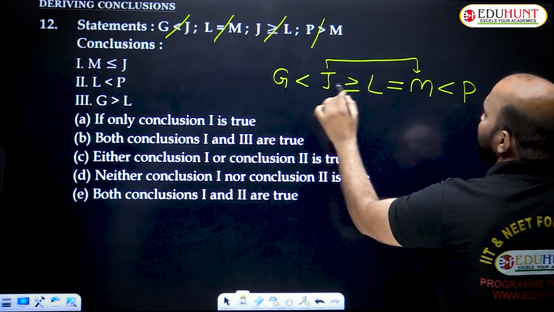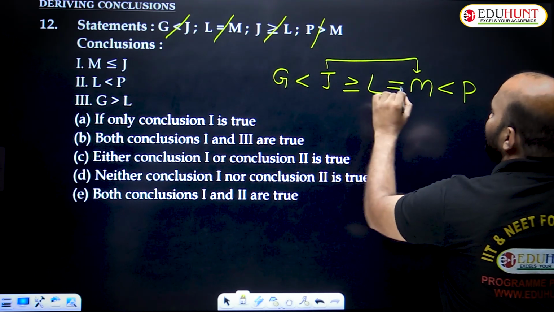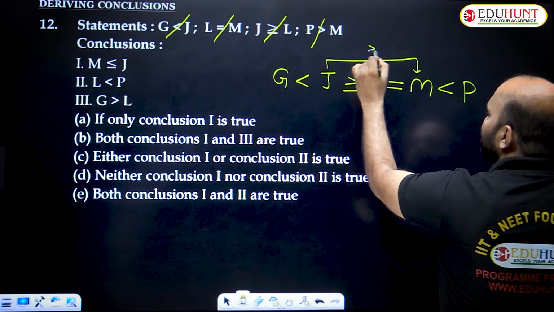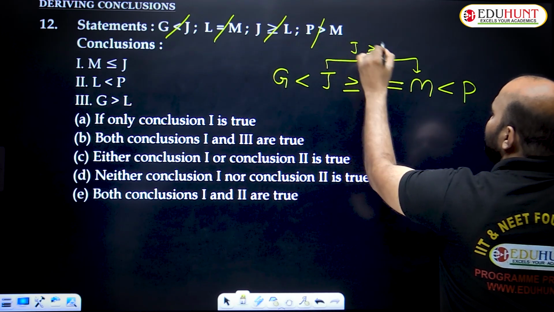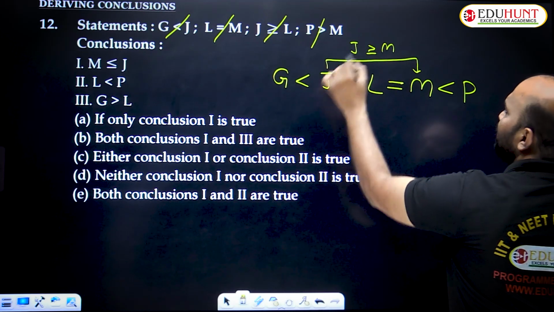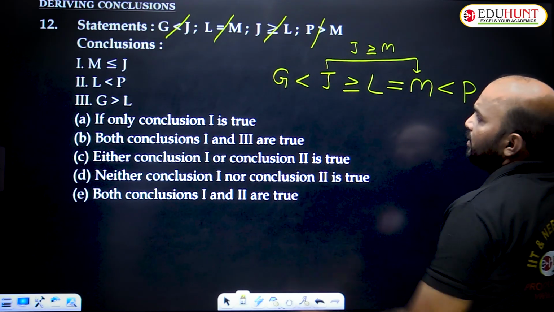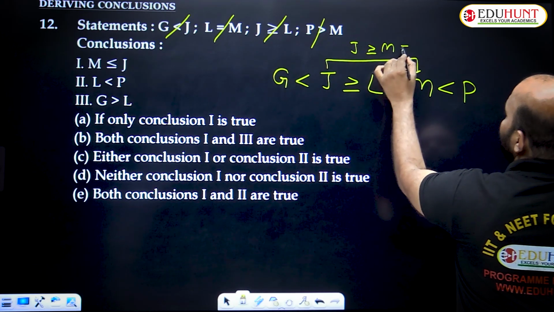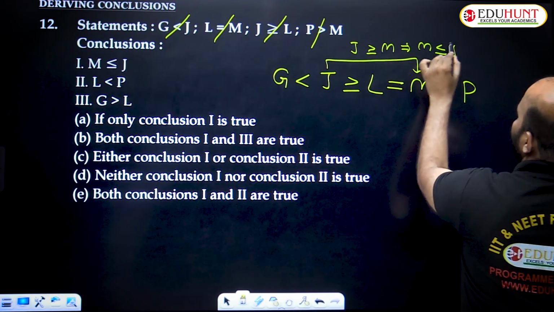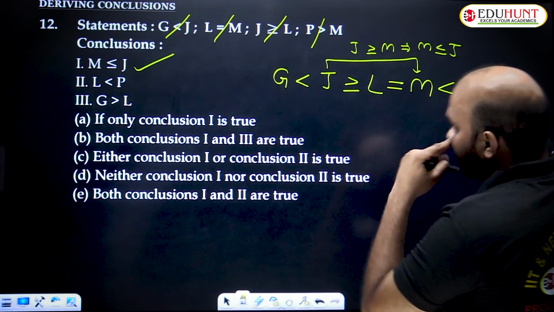So J to M, two symbols are compared. One is greater than or equal, another one is equal. Any symbol compared with equal, that will be obtained at final. That means J is greater than or equal to M. Because L equals M means L is replaced by M, then what is the relation between J and M? Greater than or equal to M. J is greater than or equal to M can be written from M as M is less than or equal to J. So the first one is true. Am I clear?